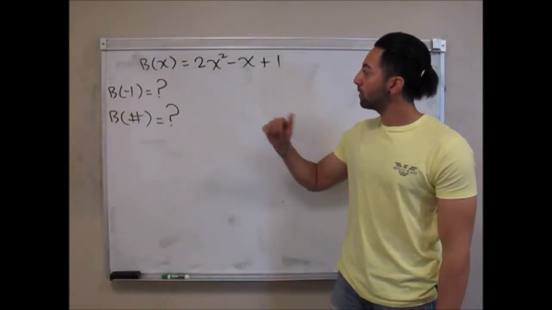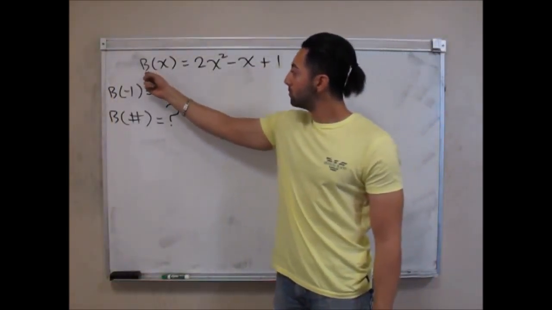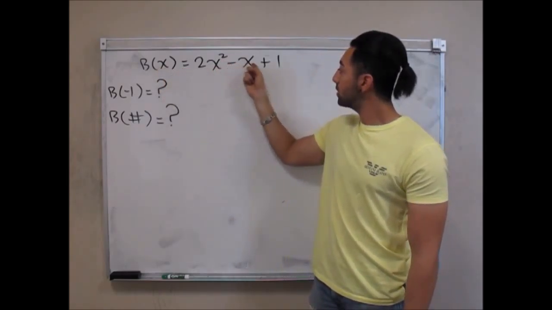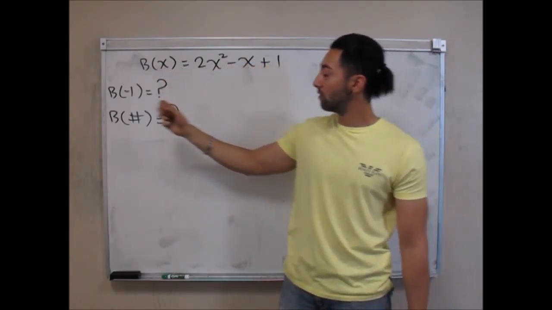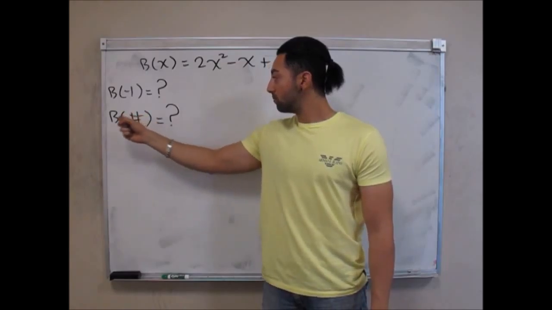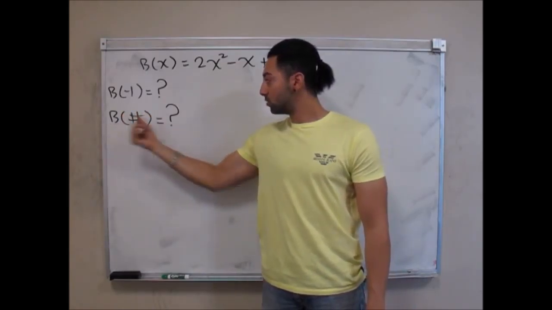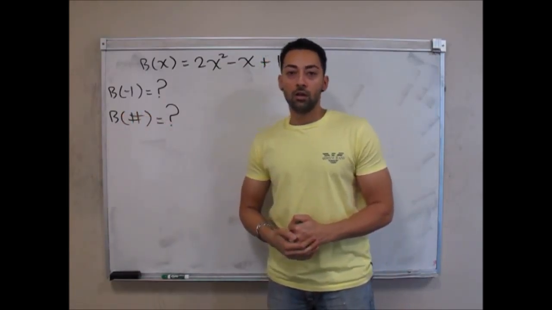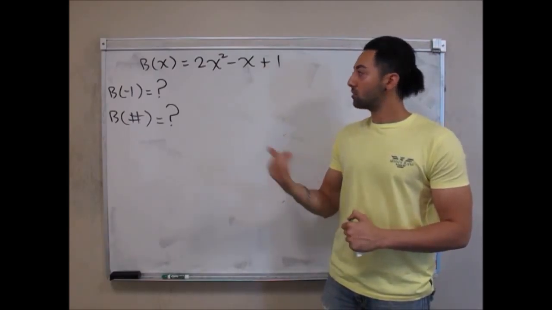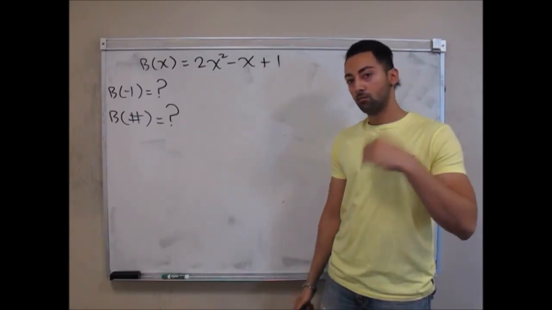Okay, so here's another function they gave us. b of x equals 2x squared minus x plus 1. And they want us to evaluate b of negative 1, and b of a symbol. Now this is something new, but we'll go over it. So why don't you go ahead and pause the video, give this a shot, and then we'll attempt it together.